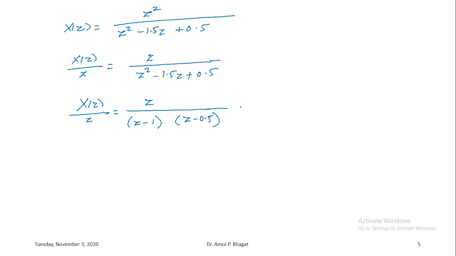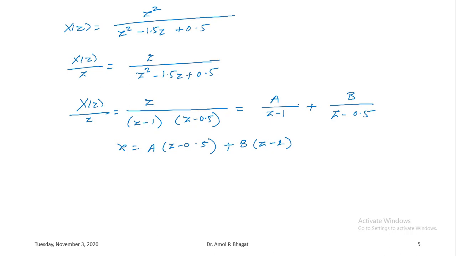So as per partial fraction expansion, I can simply represent it as A upon z minus 1 plus B upon z minus 0.5, right? So here, if I am sending these terms on the right hand side, simply z is equal to A multiplied by (z minus 0.5), plus B into (z minus 1), right? If I'm sending these two terms on the right hand side, this z minus 1 will get cancelled, A multiplied by z minus 0.5 will be there, plus B, this z minus 0.5 will get cancelled, so z minus 1 will be there, right?